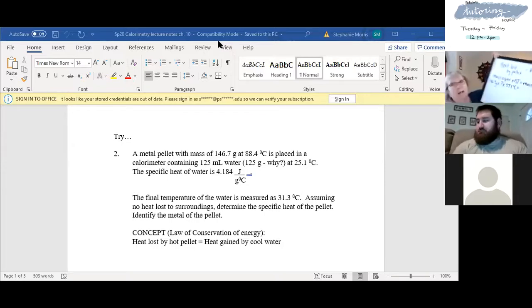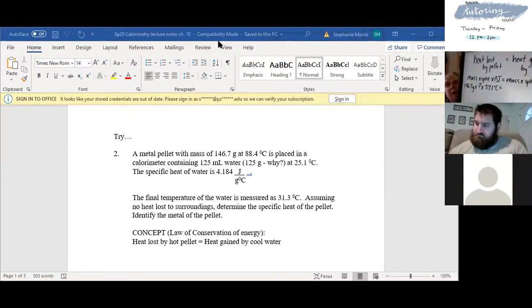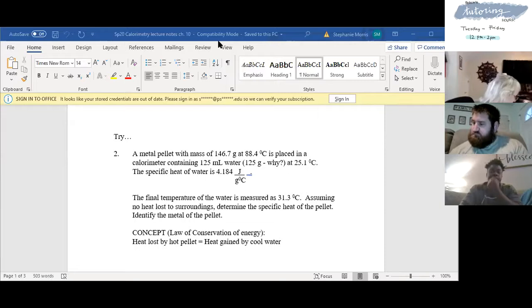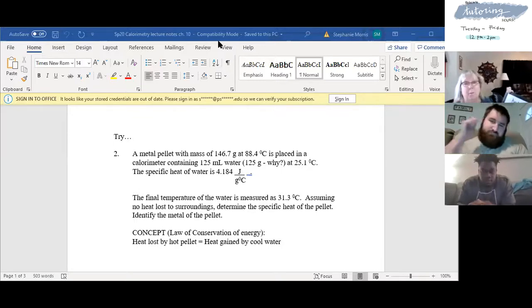Okay, so that's going to be the left side. The question mark is what I'm going to solve for in a minute. The mass of the water is 125 grams. Specific heat of water I would provide, or you could look up. And what would the temperature change of the water be?